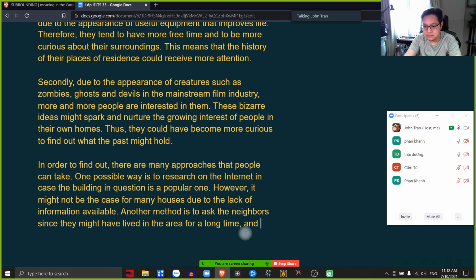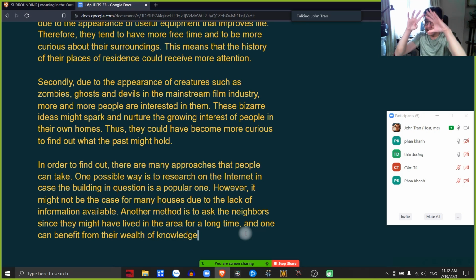And one can benefit from their wealth of knowledge. Và một người có thể là được lợi ích từ cái đống thông tin, một cái lượng thông tin rất lớn từ những người hàng xóm đó. And one can benefit from their wealth of knowledge.